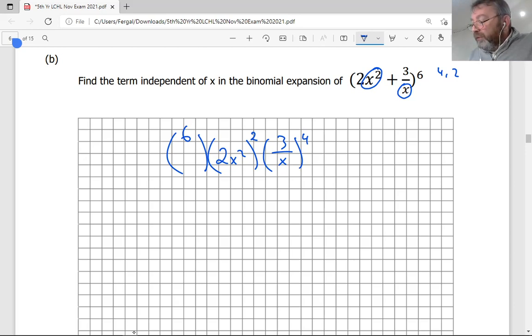How do I get the number underneath the 6? Here's the answer. The number underneath the 6 is the number that you get when you take the first power away from 6. So 2 from 6 is 4. And there's a term. Now what I have to do, unfortunately, is multiply this out. 6c4 is exactly the same as 6c2, and then both of these terms get squared. So 4x to the power of 4, and likewise here, both the 3 and the x get raised to the power of 4. So you get 3 to the power of 4, which is 81, over x to the power of 4.